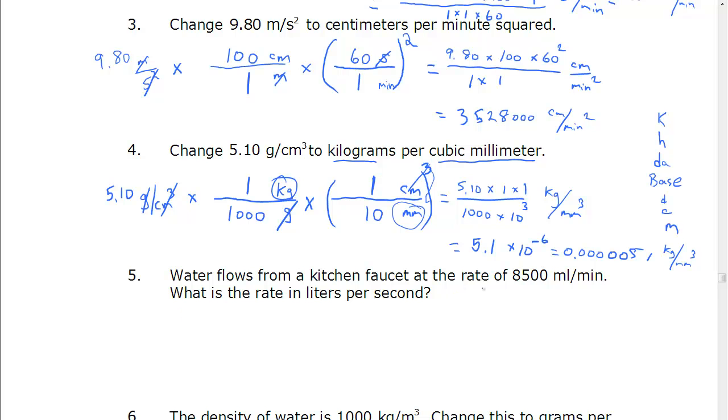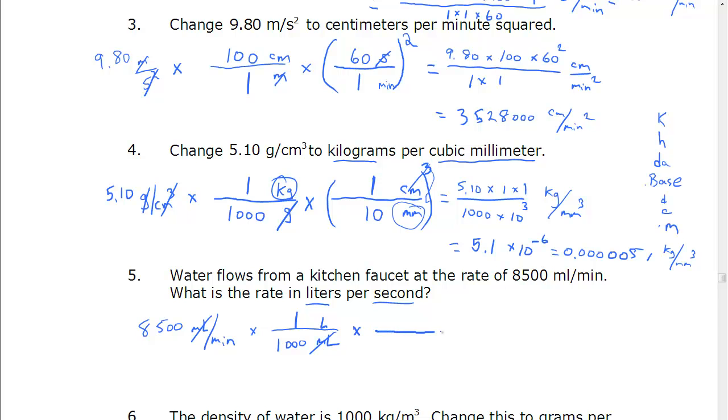Number 5, then, we have 8,500 milliliters per minute, and we want liters per second. So milliliters has to go. We want liters. So those are going to cancel. Biggest is liters, so we get 1. We count again. From base to milli is 1, 2, 3. So 1,000 milliliters in a liter.